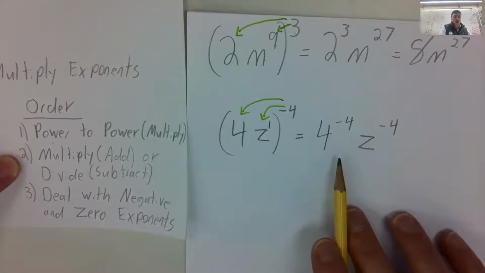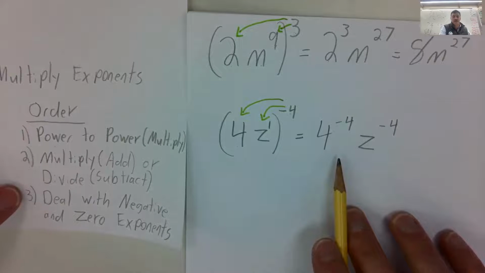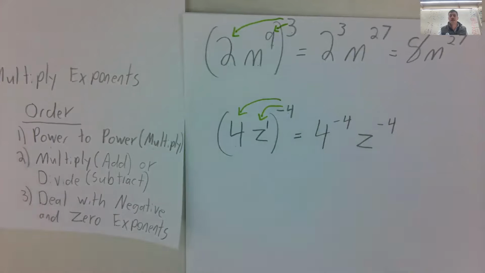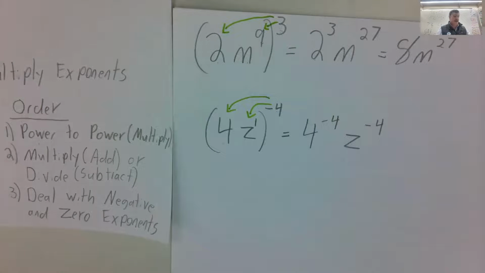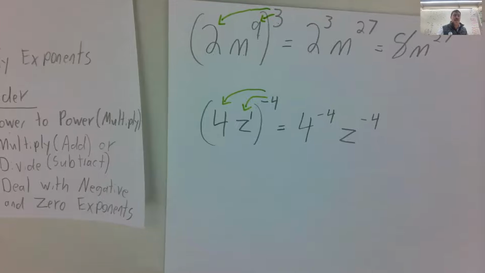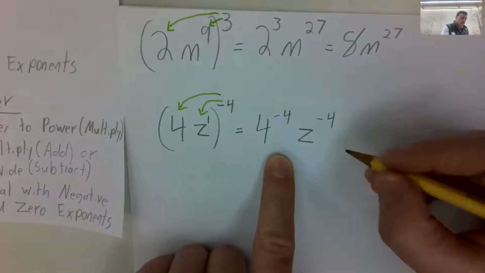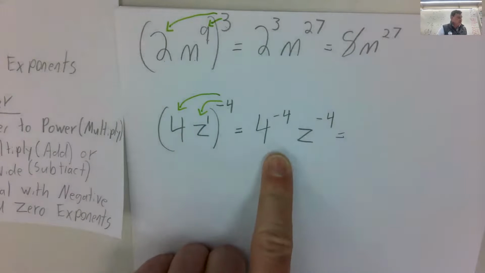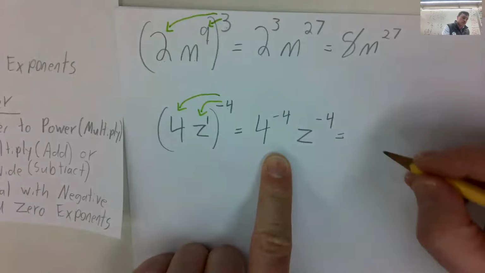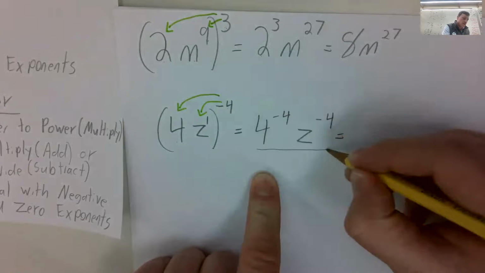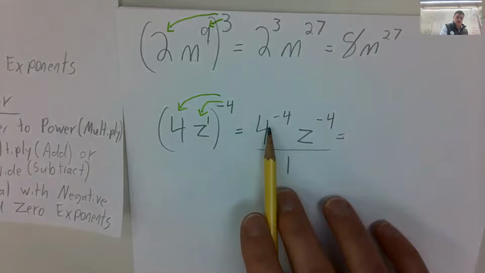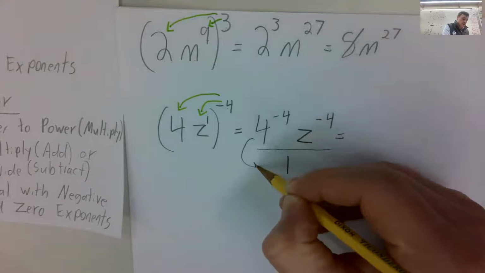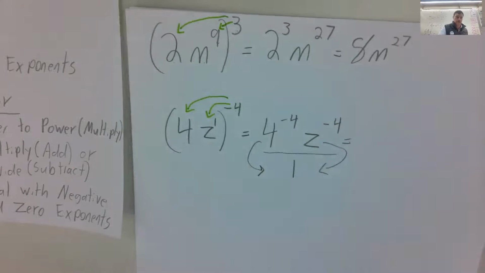There's nothing we can do there, but we do need to deal with these negative exponents. Remember, we don't want to leave an expression unsimplified with a negative exponent. So we are going to send these two to the denominator. Remember, all these problems can be written over 1. And with the negative exponent, that's just going to send it down to the denominator.